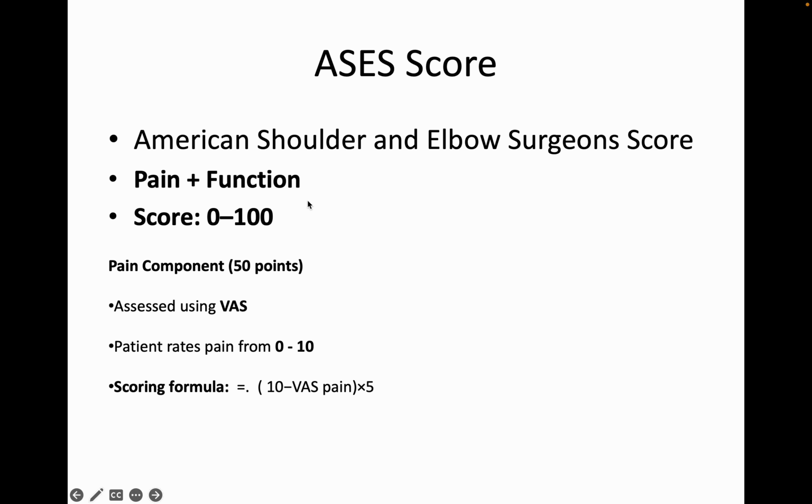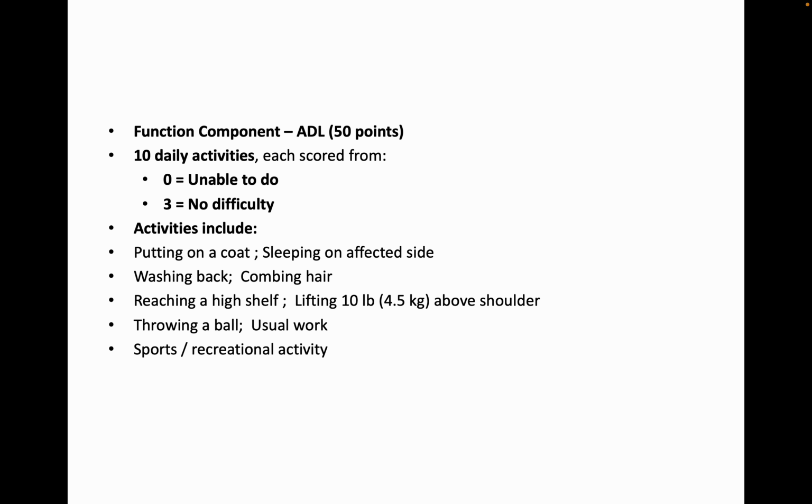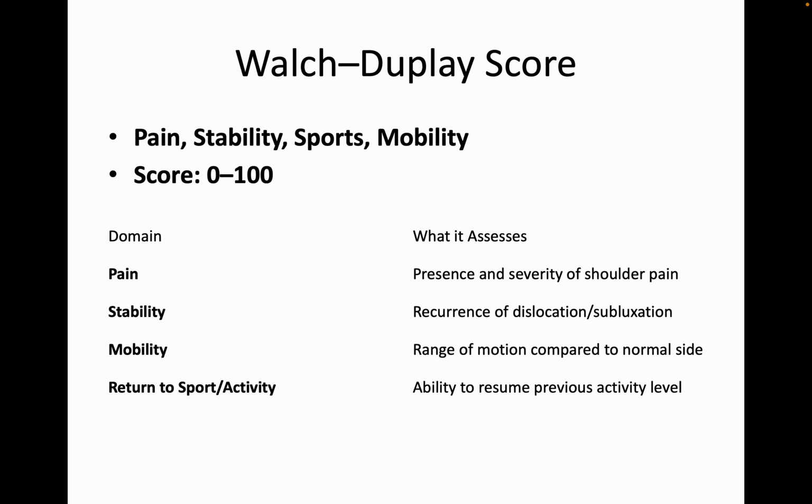The next score we have is ASES, or the American Shoulder and Elbow Surgeons score. It assesses the pain and the functional outcome, and again the score is from 0 to 100. As I said, there is gradation. 90 to 100 is excellent, and less than 50 is poor. In this, the VAS score is important, and then they have questionnaires. In total, there are 10 questions which are graded from 0 to 3. 0 means inability to do so, and 3 is no difficulty at all. So again, a higher score means the patient has retained the normal finding.